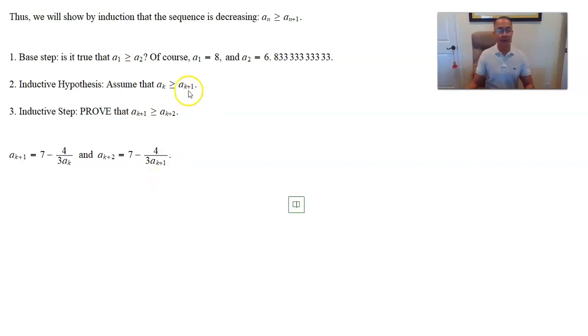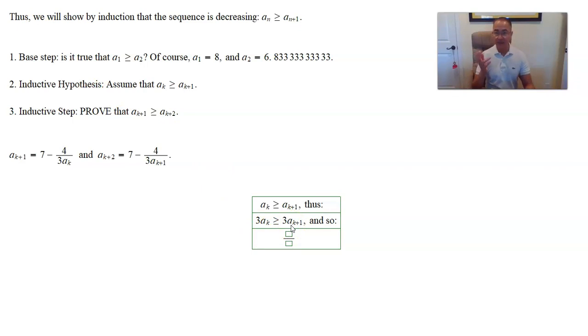Okay, so we're going to do the same thing, but now starting with a different inequality. We assumed that a sub k is at least a sub k plus 1. So what are the steps again? Multiply by 3. Same inequality, but now 3a sub k is at least 3a sub k plus 1. Multiply by a positive number, you don't change the sense. Everything is positive, both sides are positive, and so if we take the reciprocal, the sense gets reversed. Let's do it in a slightly different way: instead of flipping 1 over 3a sub k on the left, we will flip 3a sub k plus 1 and then put it on the left.